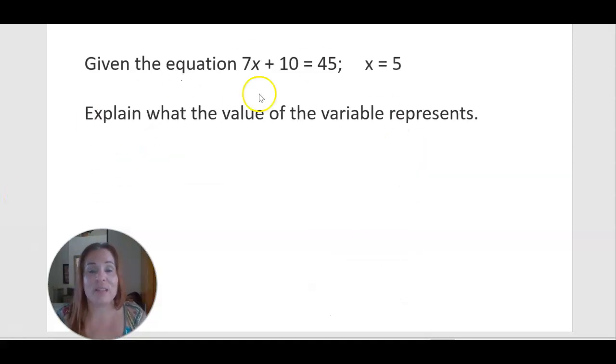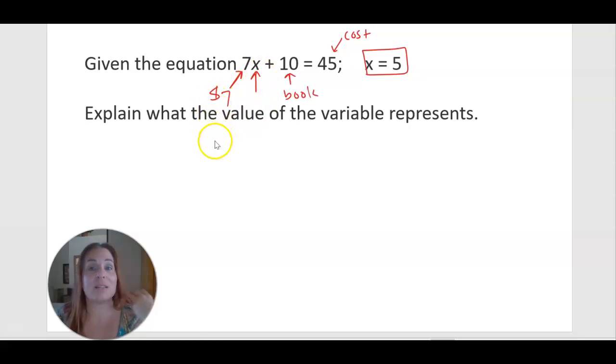Let's look at the last part. The last part says, explain what the value of the variable represents. Well, if you remember when I set up my word problem, I said that I was buying posters that were $7 each, and then I bought a book for $10, and then altogether this was my total cost, right? So if I bought posters that were $7 each, and I found that x is 5, and that's what I'm multiplying by the 7, then that's the number of posters, right? $7 each times the number that I purchased would give me the amount of money I spent on posters. So x is the number of posters that I purchased.